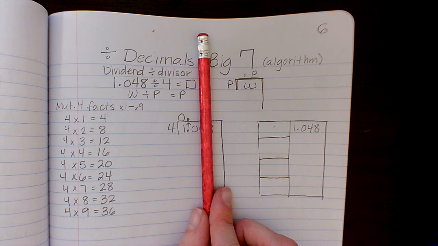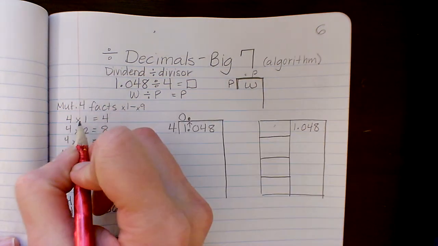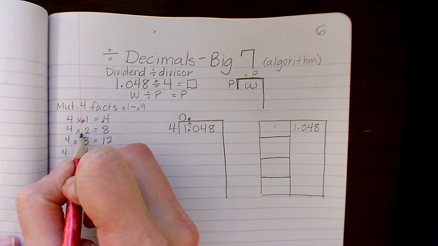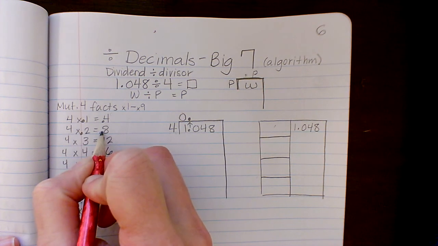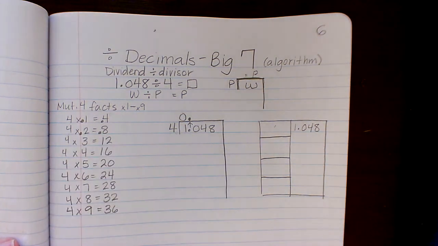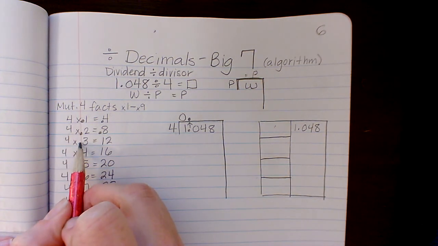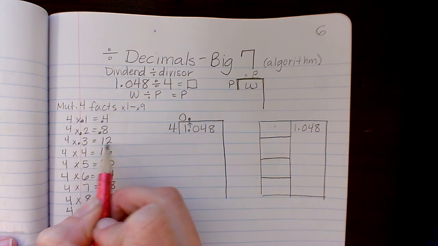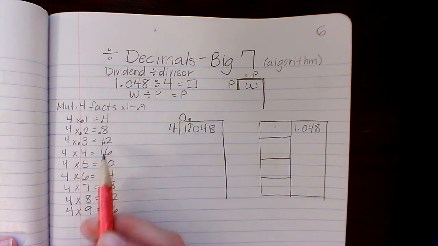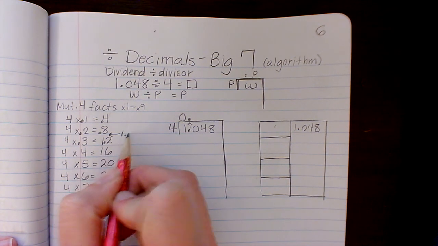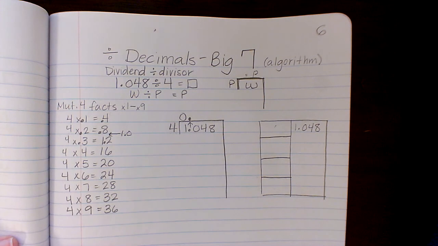So 10 tenths, right? If I multiply times 1 tenth, that would be 4 tenths. If I multiply times 2 tenths, that would be 8 tenths, right? 4 groups of 2 tenths would be 8 tenths. If I multiply times 3 tenths, that's 1 behind the decimal here, 1 behind the decimal over here, that would be 1 and 2 tenths. So here is where 1.0 or 10 tenths would go.